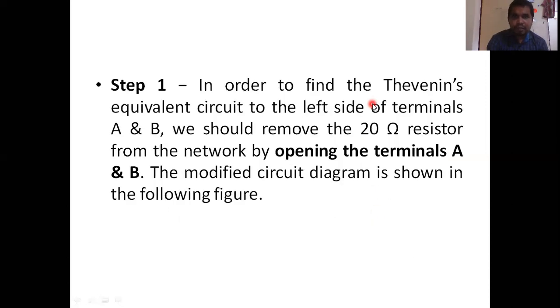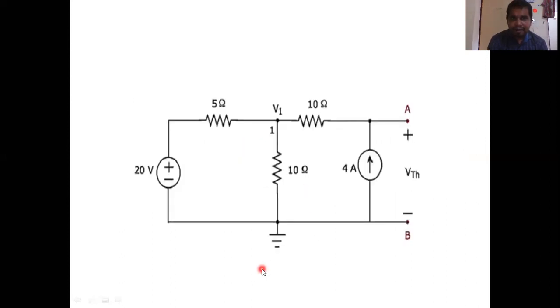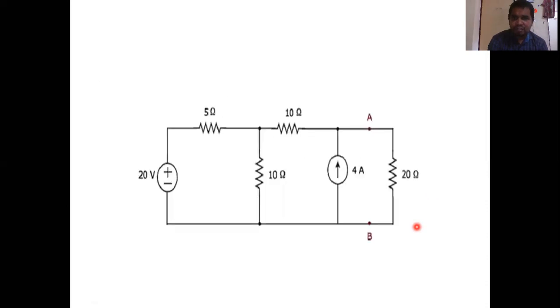So let us come here. Step 1: in order to find the Thevenin equivalent circuit to the left side of terminals A and B, we should remove the 20 ohm resistance and open the terminals A and B. Modify the circuit diagram as shown in the figure. What has been done? We have removed the load, opened the load, and at that terminal we have marked the VTH. We need to measure the open circuit voltage between these two points, VAB or VTH, the Thevenin voltage. The load is removed and you measure the VTH here.